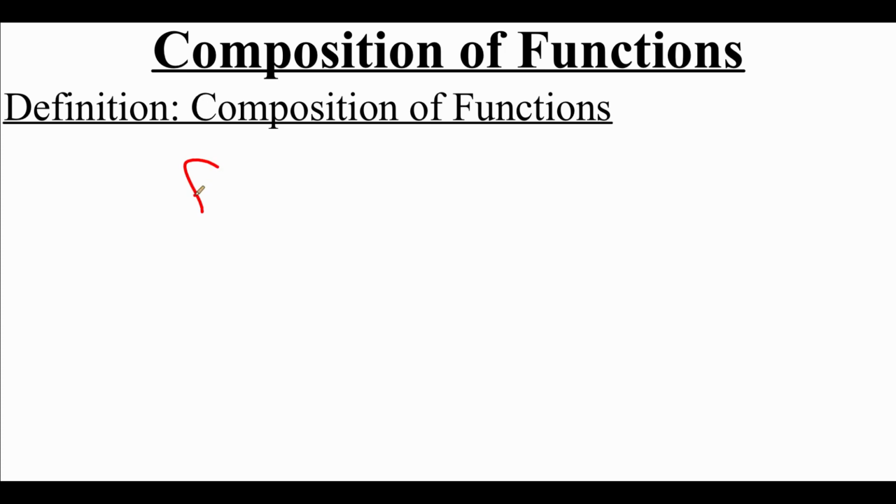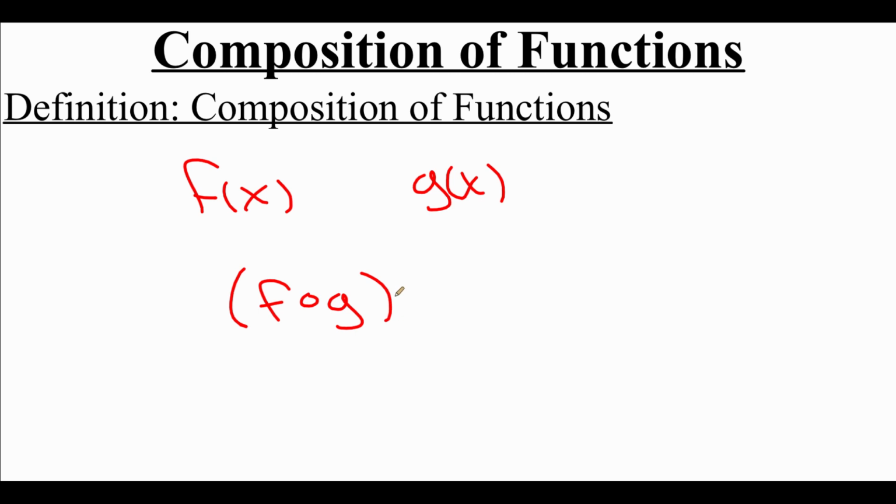So if we have two functions, f of x and g of x, then function composition is f composed with g of x, and that's defined as doing f of g of x. So what that means is when we're doing f composed with g, we're going to be taking whatever our g function is and plugging it into our f function for the x values.